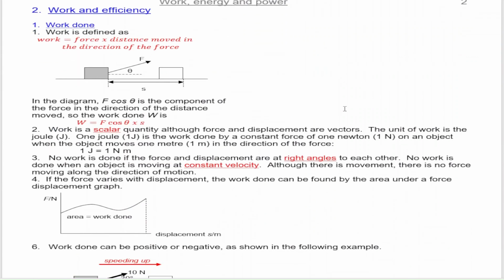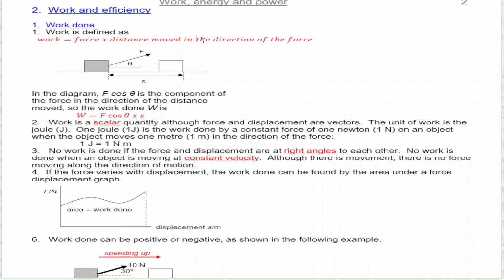The concept of work and efficiency. As I've said earlier on, work is defined as the force multiplied by the distance moved in the direction of the force. Now, if you've got a force that is acting at an angle theta to the horizontal in the direction of motion, shown by the distance s there, you need to resolve the force so that it is in the horizontal as well. So you get F cos theta and multiply by the distance that is going to be moved. And it's going to be F cos theta s.